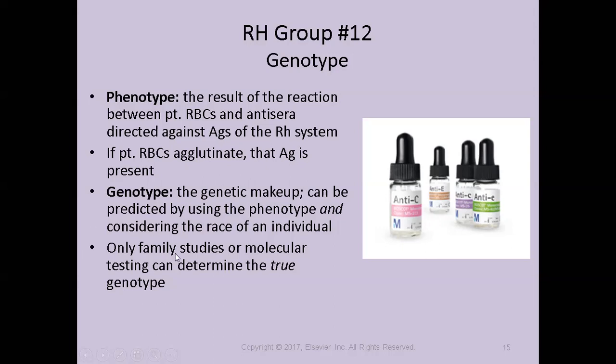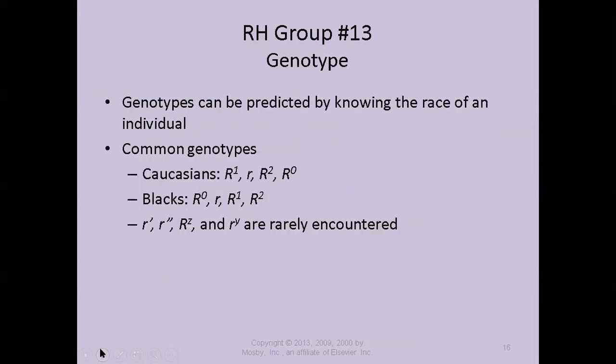So ultimately, only family studies or molecular testing can determine the true genotype, okay? So when we're trying to guess a genotype or predict, we could look at charts based on race, but that's not always going to work today. But we'll practice doing it anyway. Okay, so here we'll look at some examples.